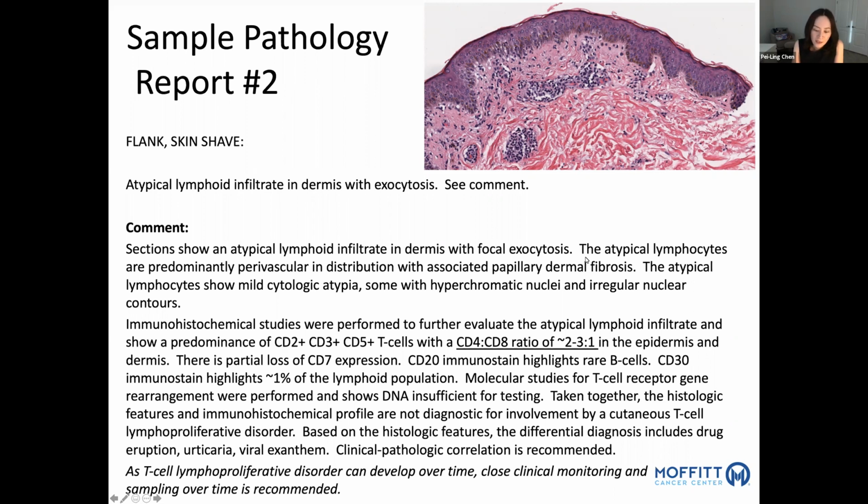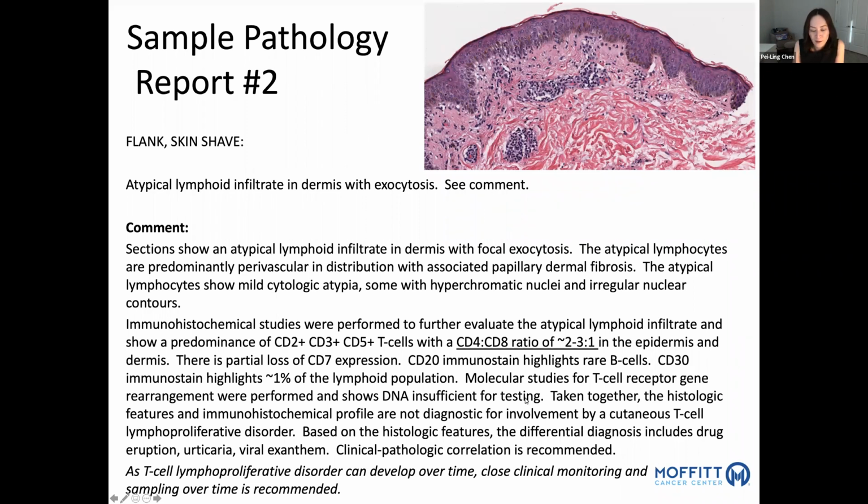So in this case, the differential diagnosis includes drug eruption, urticaria, viral exanthem, and I say clinical pathological correlation is recommended. For these cases that are closely followed at Moffitt, I always put a disclaimer: if there's strong clinical suspicion, as T cell lymphoproliferative disorder can develop over time, close clinical monitoring and additional sampling over time is recommended. This type of scenario is kind of why multiple biopsies over time is helpful.